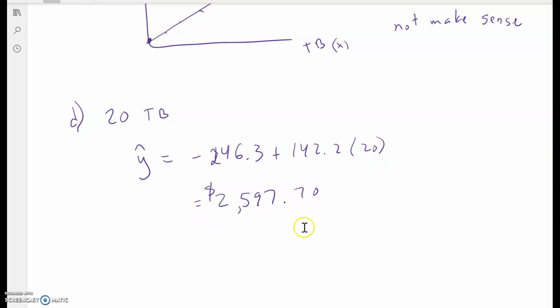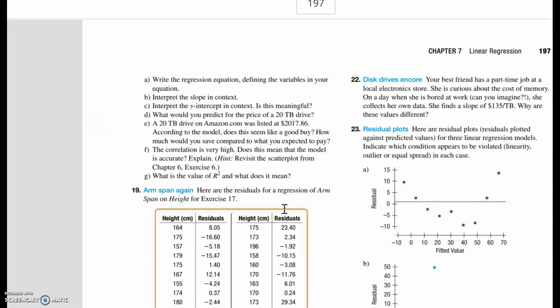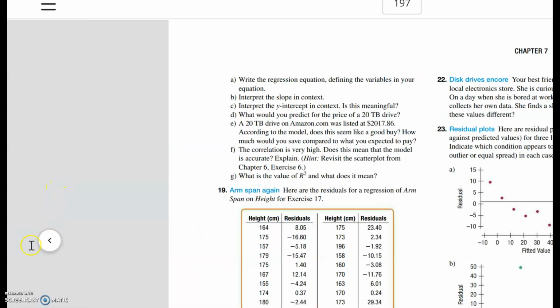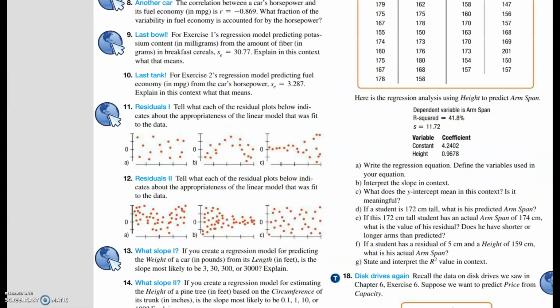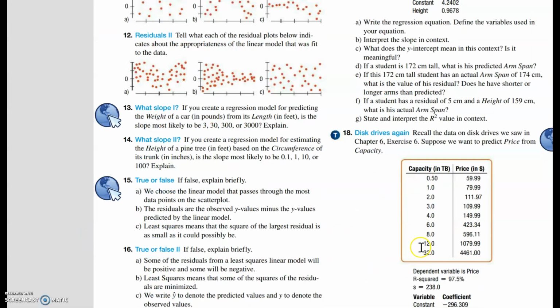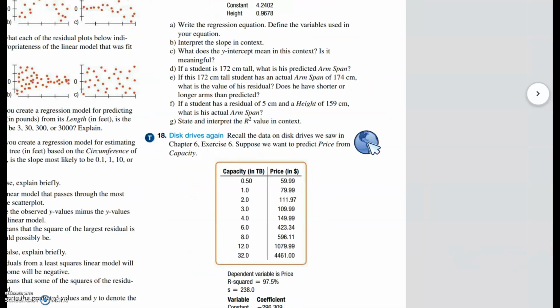All right, but does that answer make sense? For 20 terabytes, would you have to pay $2,000 something? Well, let's go back to our raw data here. The raw data says for 12 terabytes, it's 1,000. 32 terabytes is 4,000. So 20 is in between 12 and 32, and the price of 2,000 is in between 1 and 4. So it seems like a reasonable prediction. All right, so that's it for part D.